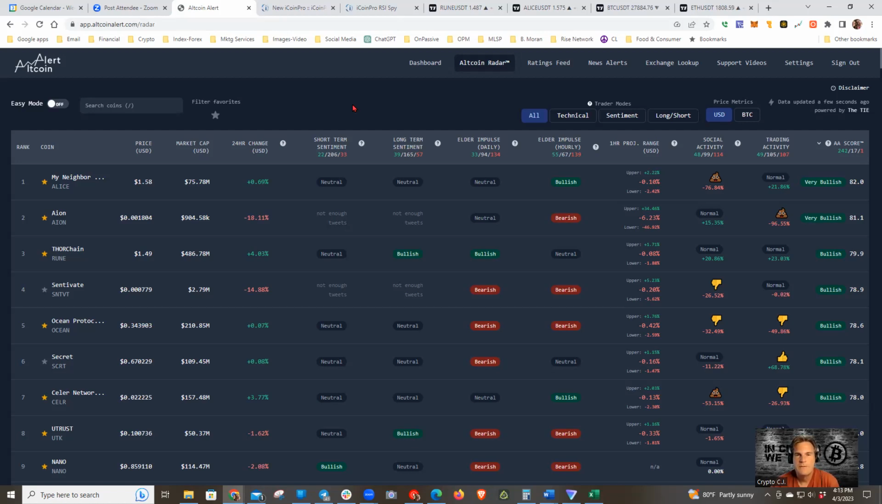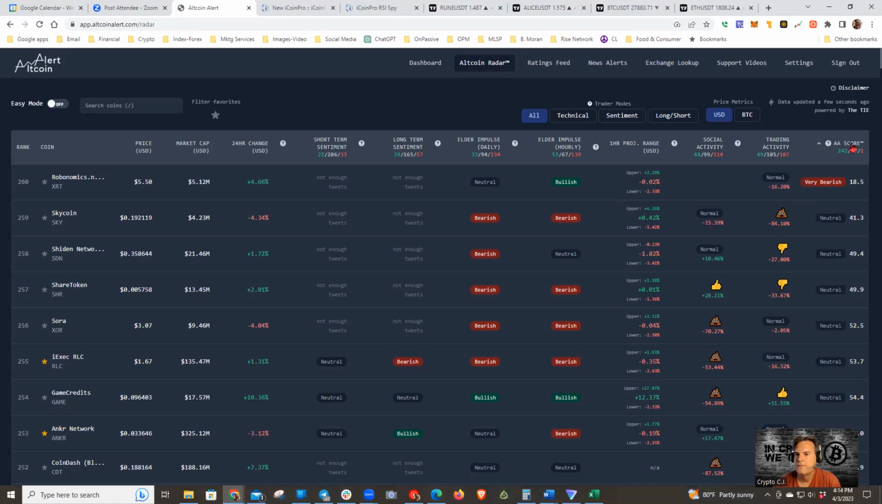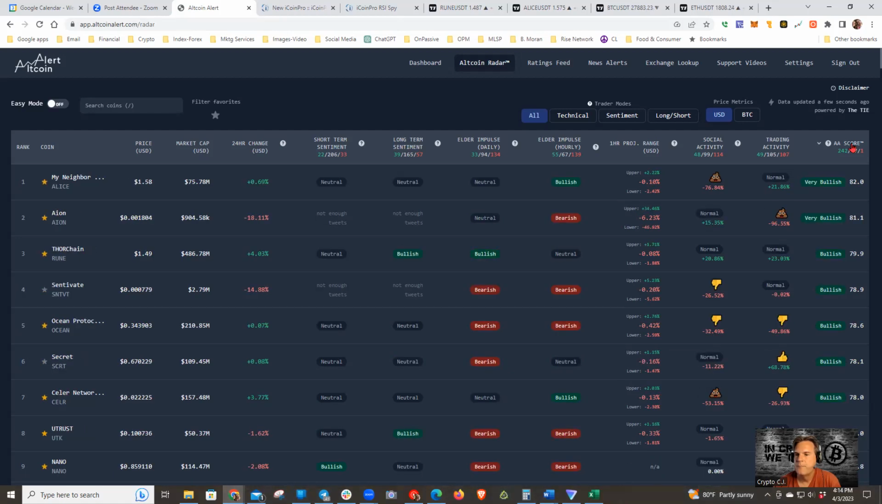I'm going to be using price action and indicators for that purpose. So the first thing I'm going to do is look at the AA score. I was looking at this a little while ago. I'm going to click it again and make sure I've got the most current info. And with an 82.0 is Alice, I do trade this one from time to time. What Altcoin Alert is telling us is there's an 82% chance that this coin will go up 3% or more in the next 48 to 72 hours.